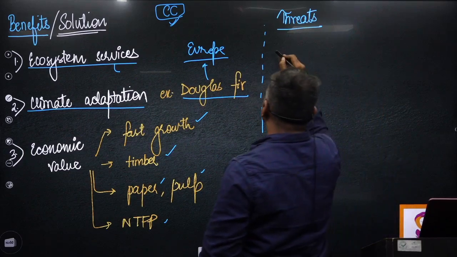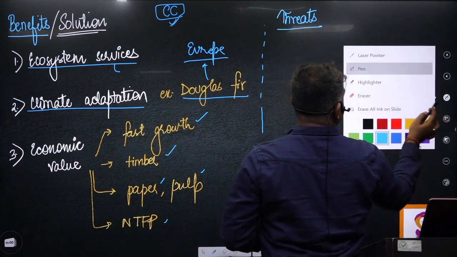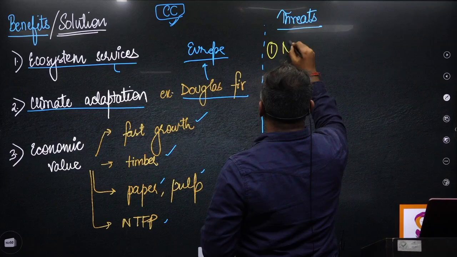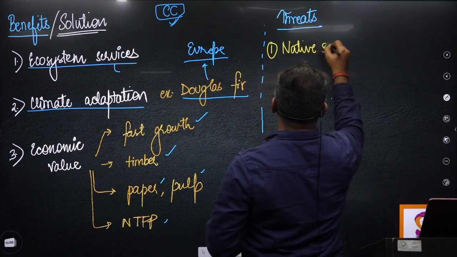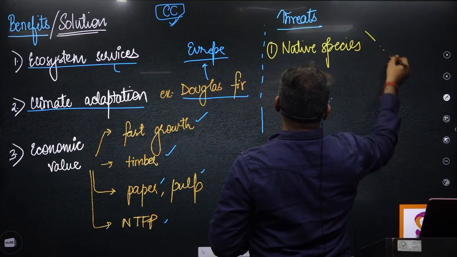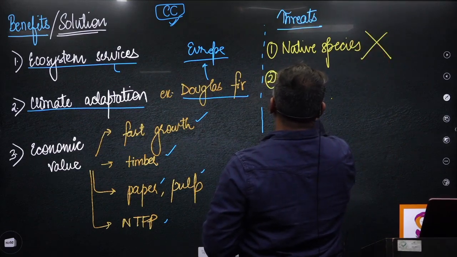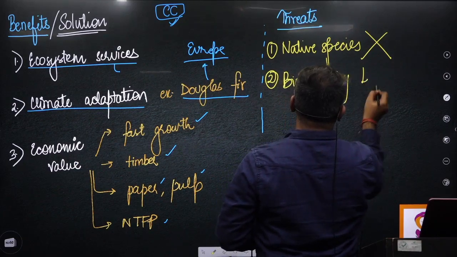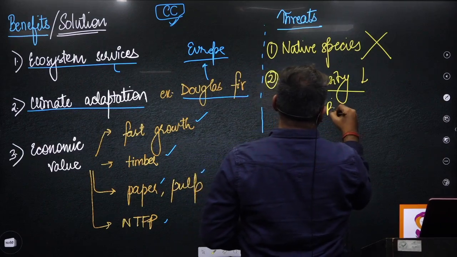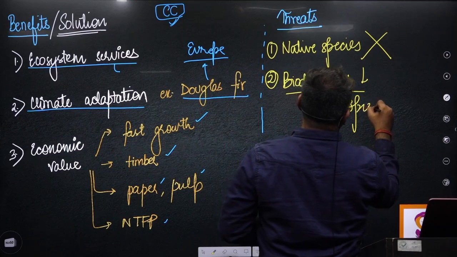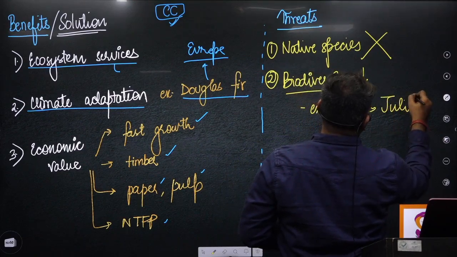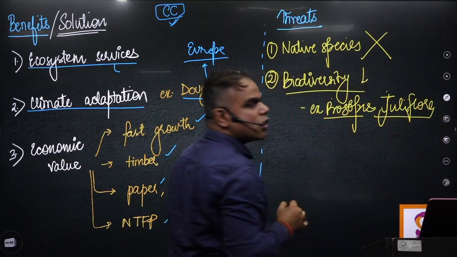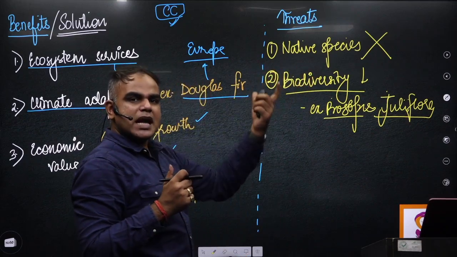The threats, for example, they don't have any natural predators. Because of that, it leads to death of native species. So native species will die because of this. Overall biodiversity decline happens. You can give the example of, let's say, Prosopis juliflora. I should have had the small j. There is a biodiversity loss specifically. The native species will die because of this.